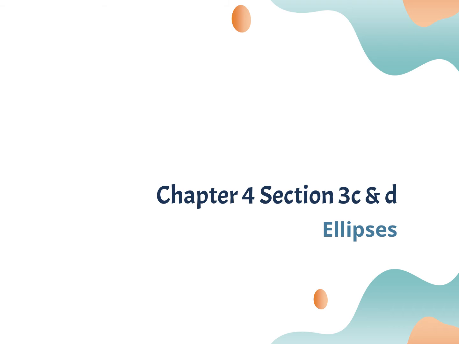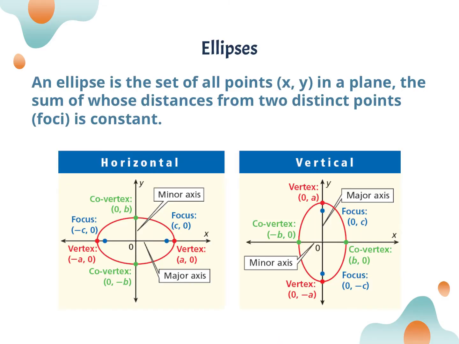So let's go ahead and take a look at what an ellipse is. And it actually looks like an oval. So an ellipse is the set of all points, x, y, in a plane, the sum of whose distances from two distinct points, called the foci, is constant. And that's going to be our C value. Just like the parabolas, the ellipses also have a foci. The ellipses do not have a directrix.